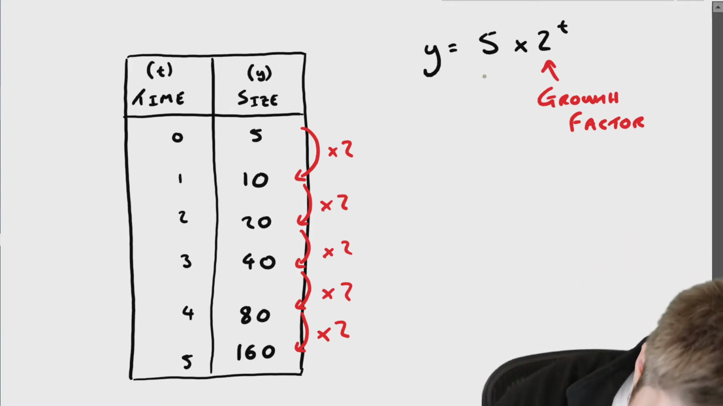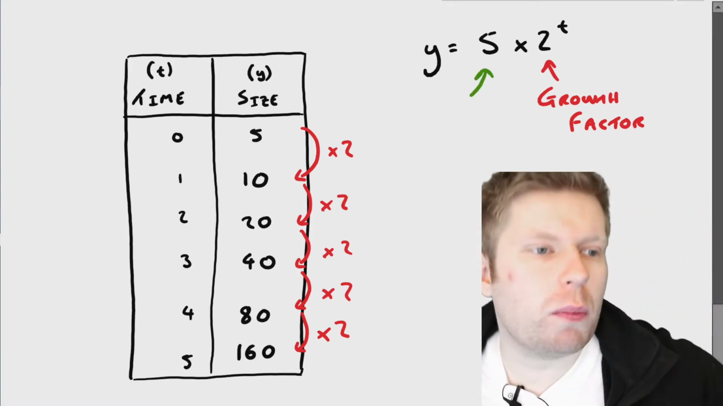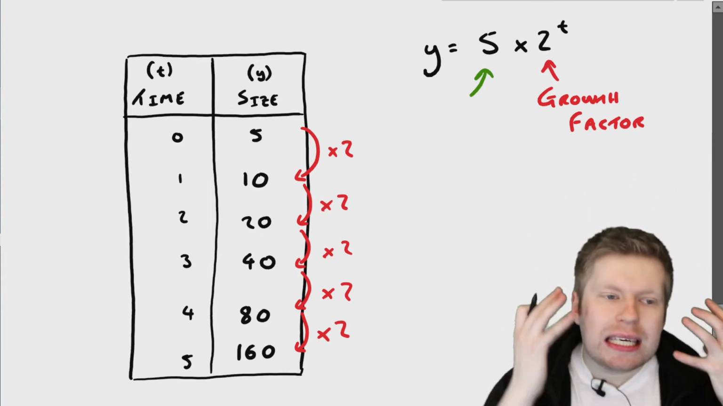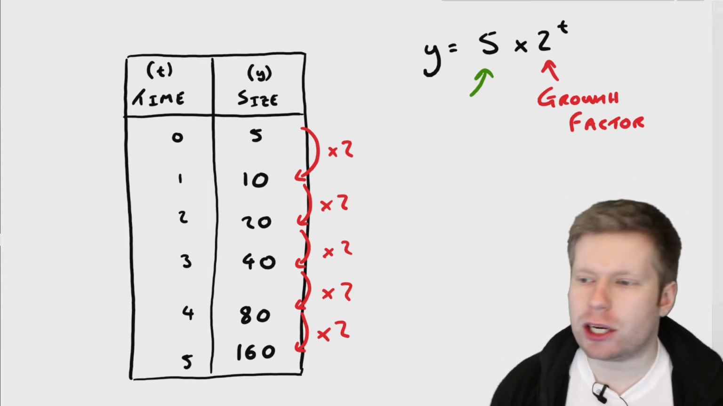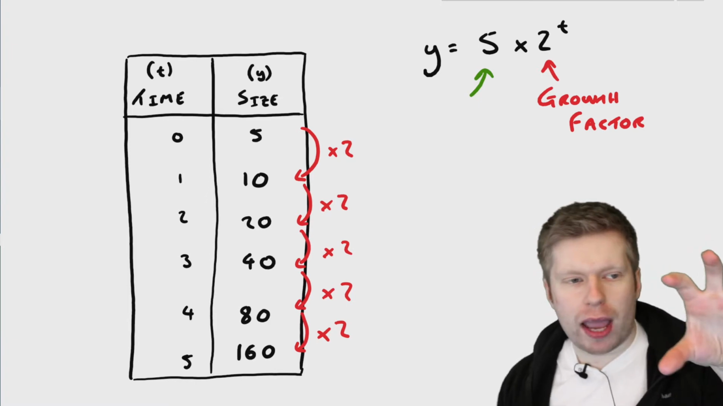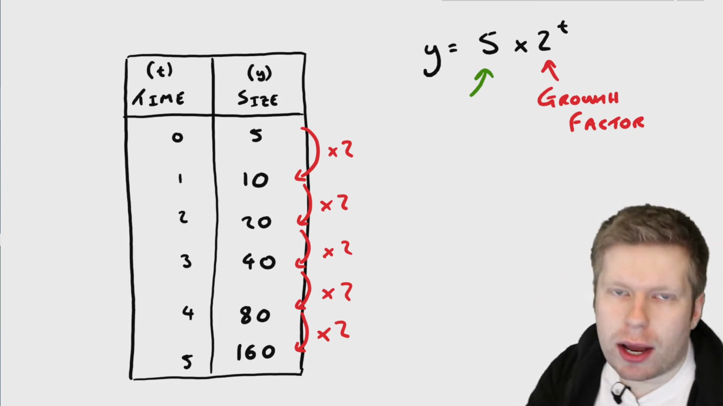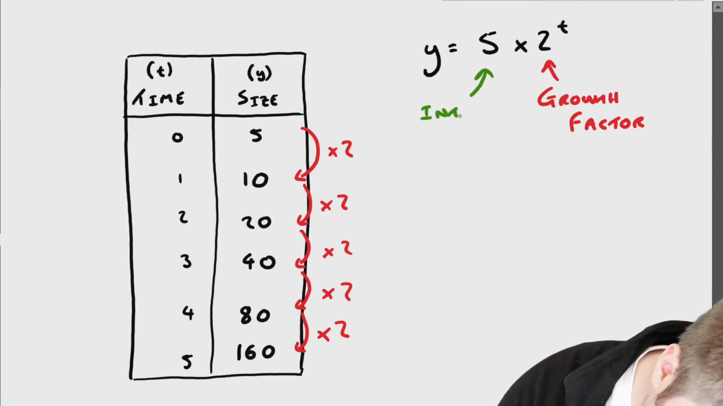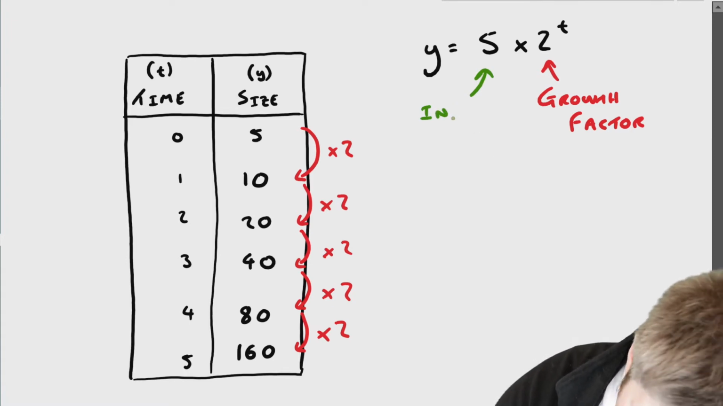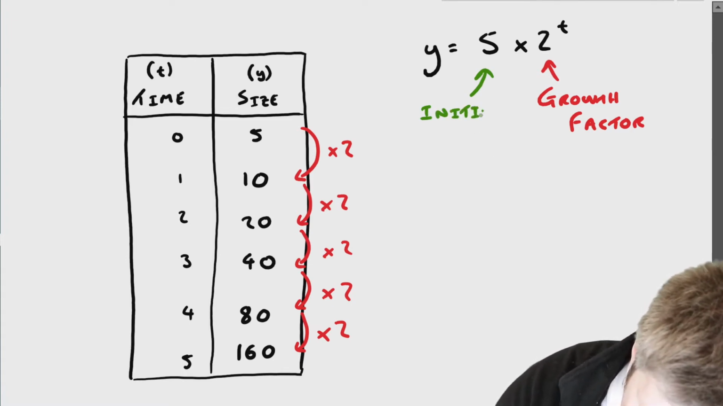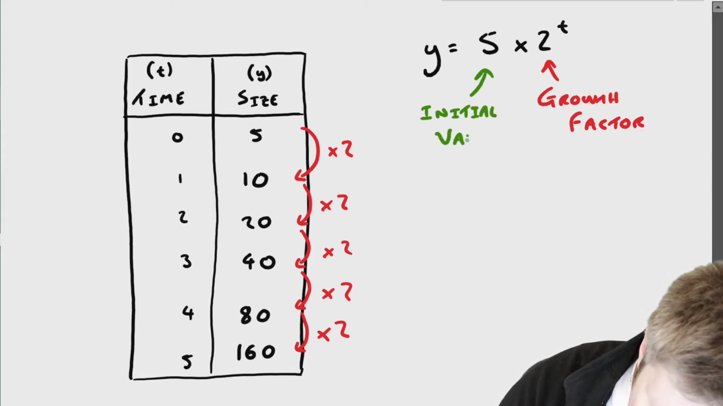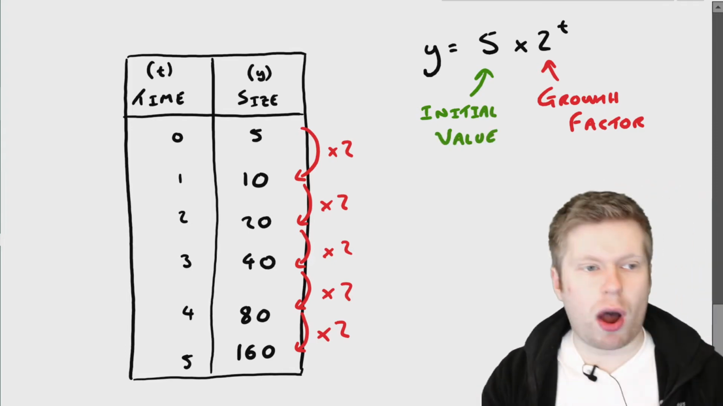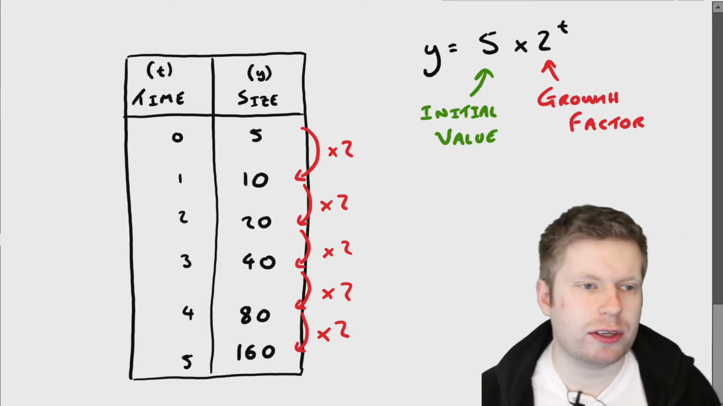And then the number which is out the front, the number which is multiplying by that, is our initial value. That's our initial population. Because it basically says start with 5 and then multiply by 2 that many times in this particular case. So this here is going to be my initial, well in this case I'm talking about population, but in general it's going to be my initial value. It's going to be the value of my size at the start, whatever size I am at the start.